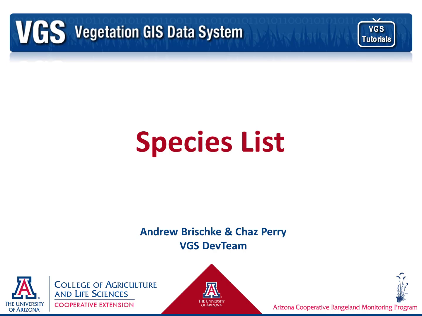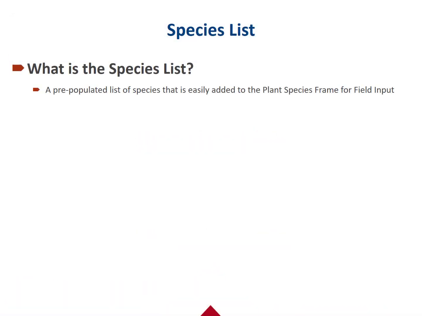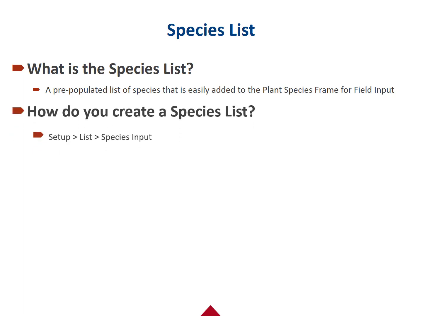This tutorial will show you how to create species lists. A species list allows the user to quickly and efficiently populate species into the plant species frame during field input. Let's see how it's done.